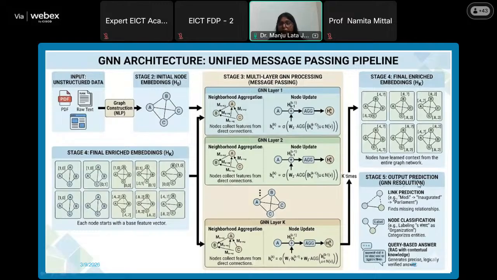The last stage, stage 5, is output prediction: GNN resolution, link prediction. What is the relationship between the terms like Modi and inaugurated, or Modi and parliament? That is inaugurated; the relationship is there. So link predictions will be there. Node classification: whether a particular node or entity comes under which class or category. For example, Sansad is an instance of organization. Then, query-based answer.